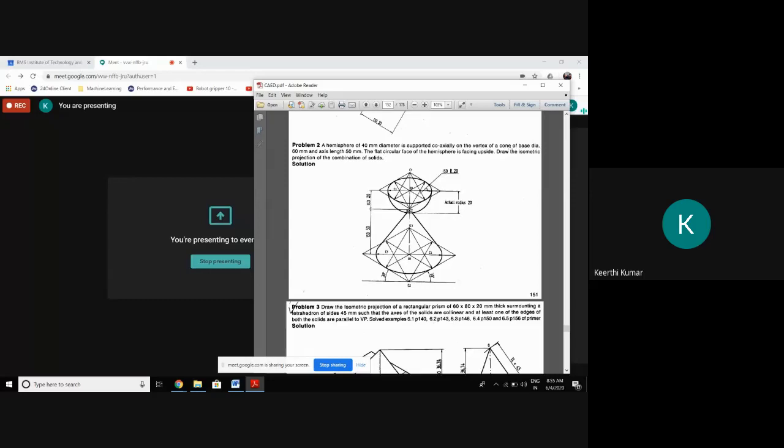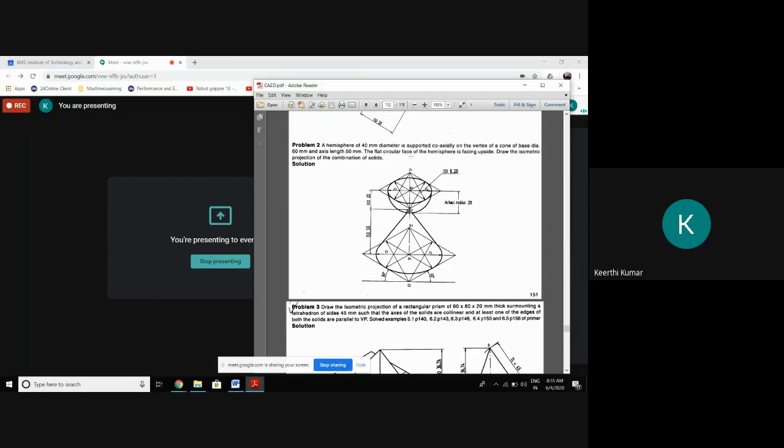What is the base diameter of the cone? The base diameter of the cone is 60 mm and the axis length is 50 mm. So the cone is the base solid, and above that the hemisphere is placed. But to draw the cone we need the dimensions: the base diameter of the cone is 60 mm, the axis length or height of the cone is 50 mm. Full stop. Now, how he is placing the hemisphere, he has written here.